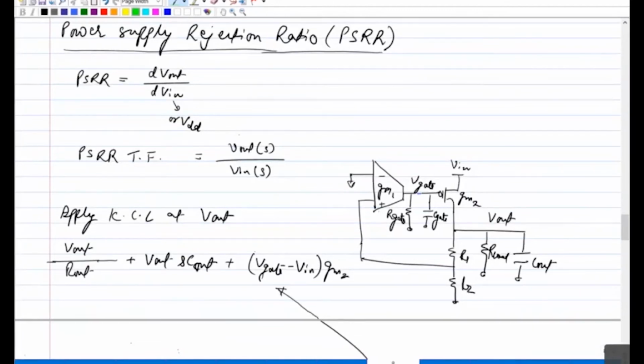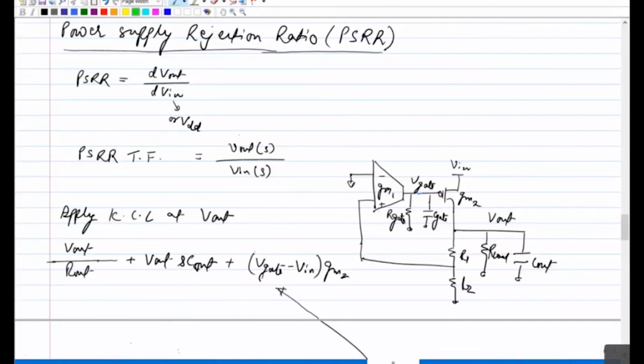So which means if somehow I make sure that when VIN is changing, then the gate also follows the same, which means the effective VGS remains 0. The AC voltage you are applying across the gate and source remains 0. Then what would happen? Then it will improve your PSRR. Then you won't have any GM component because effective VGS is 0. Then your current through GM2 will also be 0.